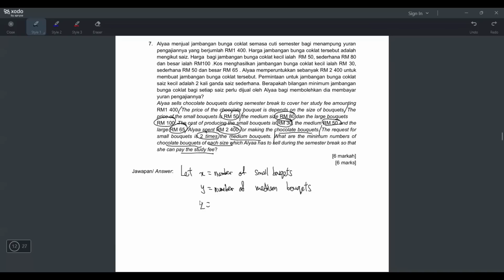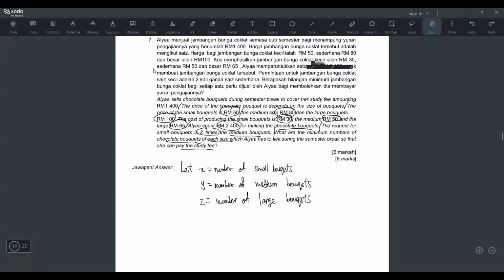Okay, and then for the last one, z will be the number of, okay, small, medium, just now, other lagi satu size is large, right? Large bouquet. Okay, now you will read the whole thing again. Yeah, sekarang you baca semula soalan, and now it's very easy for you to write the equation because you already know what your x, y, z represents, right? So remember these tips are very useful. Just straight away see what they want and make that the x, y, z, and then when you write the equation, it will be much easier.